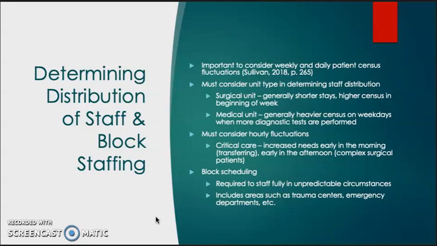Determining distribution of staff and block staffing. It's important to consider weekly and daily patient census fluctuations. You need to consider the unit type. So a surgical unit, generally you have shorter length of stay, higher census in the beginning of the week, you have more surgeries, by the end of the week you discharge patients, you're lower on the weekend. Medical units tend to be more standard in their number of patients, but sometimes drop on the weekends because we don't do as many diagnostic tests on the weekends.